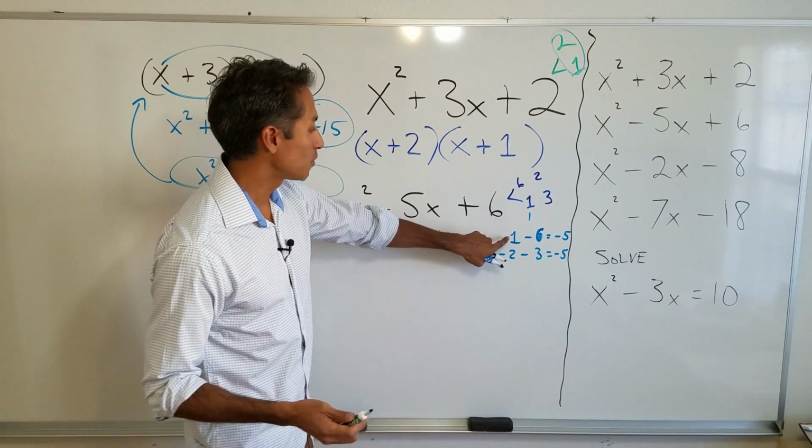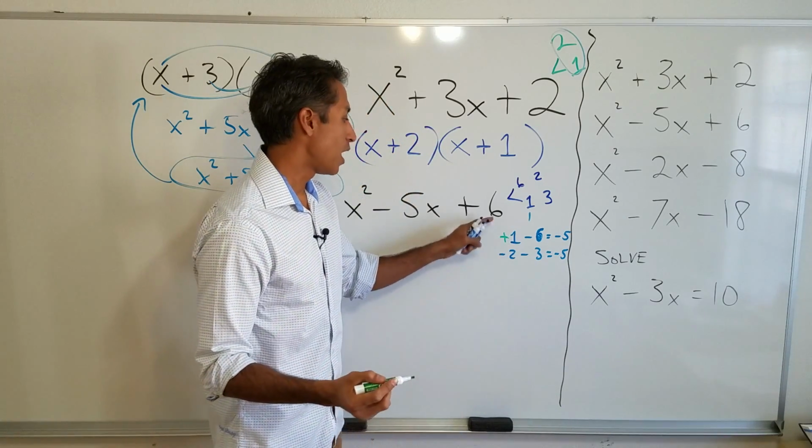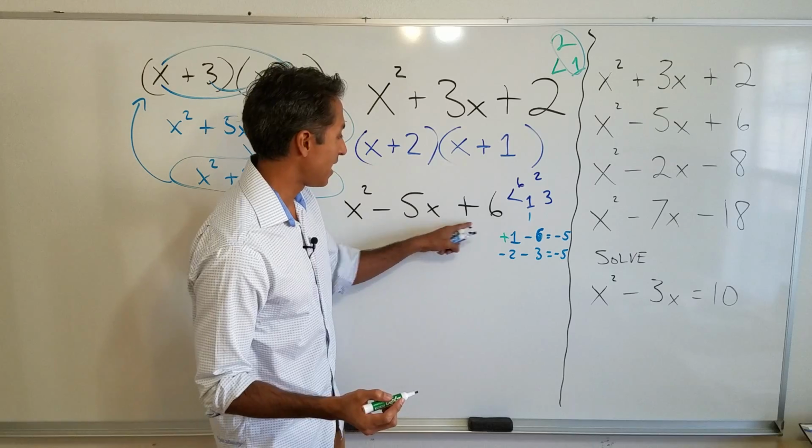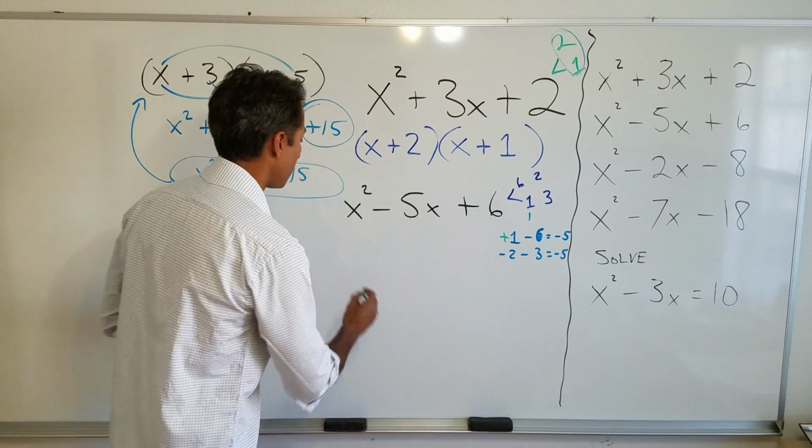So I can't use positive 1 and negative 6, because a positive times a negative is going to give me a negative 6 in the back section here. But I can probably use those.